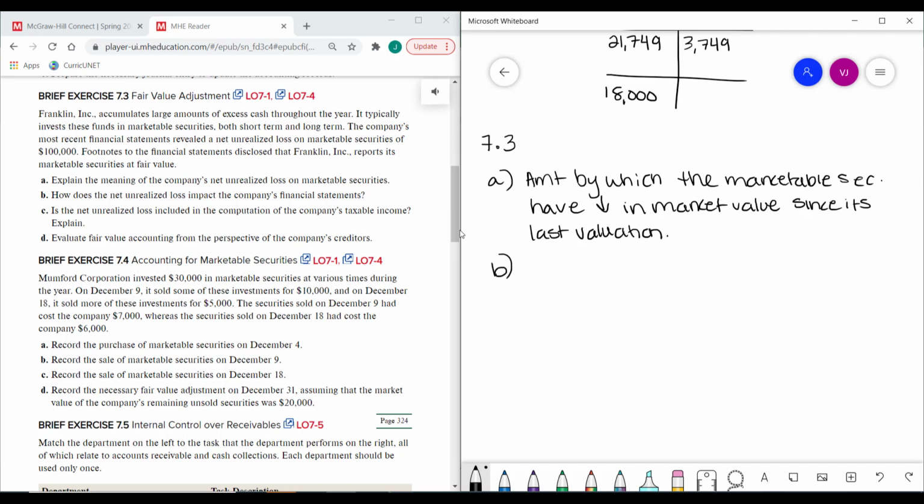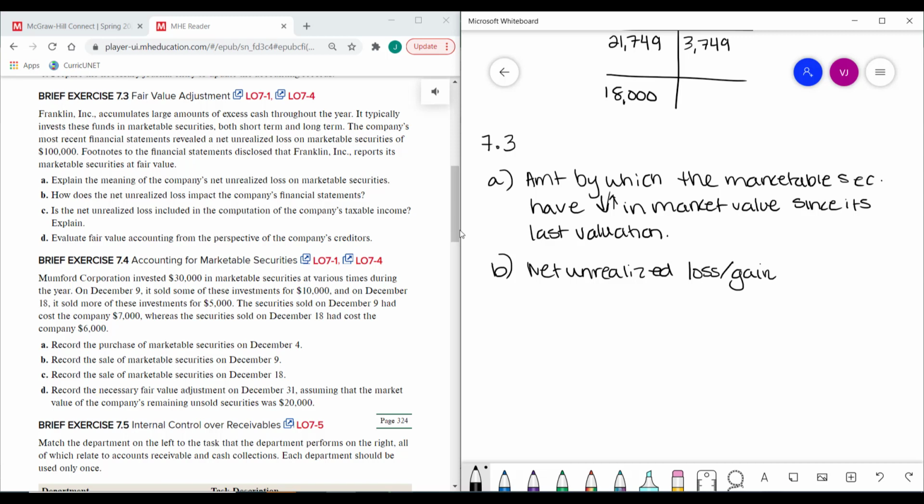So that's the amount by which the marketable securities have decreased in market value since its last valuation. So this is if it's a net unrealized loss, and you just put an increase arrow there if it's an unrealized gain. How does the net unrealized loss impact the company's financial statements? Okay, so the net unrealized loss/gain, I'll say so we cover both.